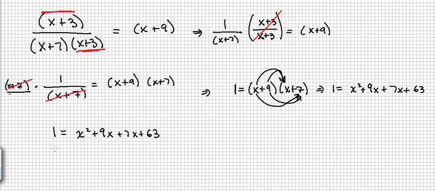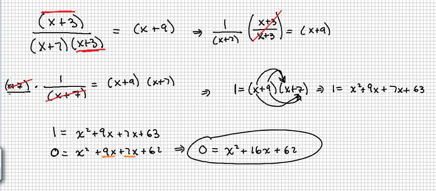We're going to subtract this 1. We want this side to always equal 0. And we'll get into this when we get into quadratics later. So we're going to subtract 1 from this side. We get 62. Now we can simplify this and add it together. This is going to equal 0 is equal to x squared plus 16x plus 62. And this is our final answer for this one.